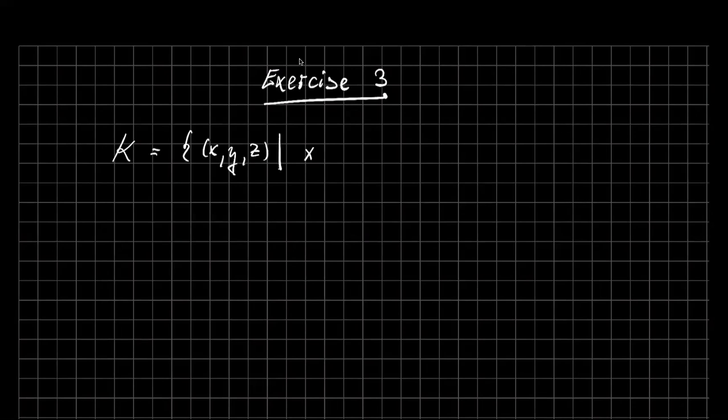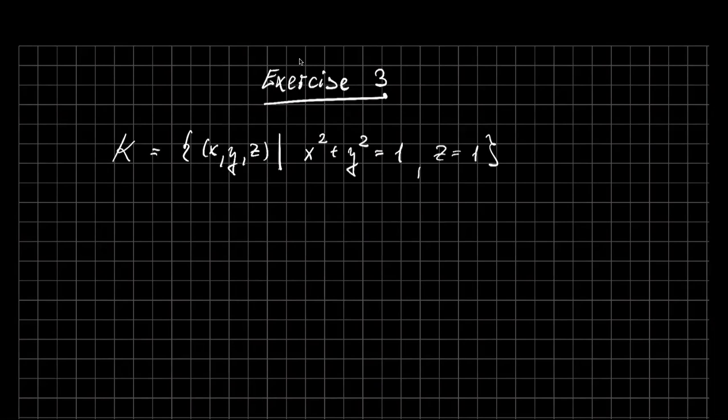Hello, this is exercise 3 from this week. In this exercise, we are given a curve, K, defined as a set of points where x squared plus y squared is equal to 1 and z is equal to 1.